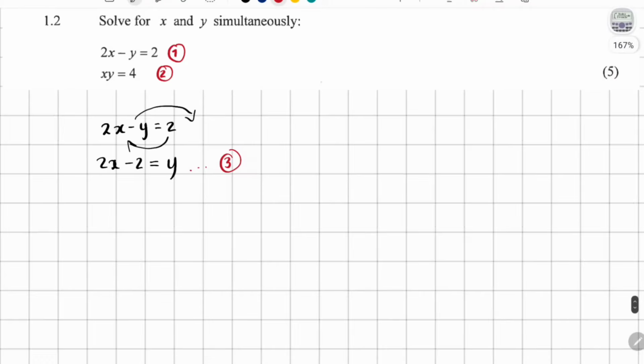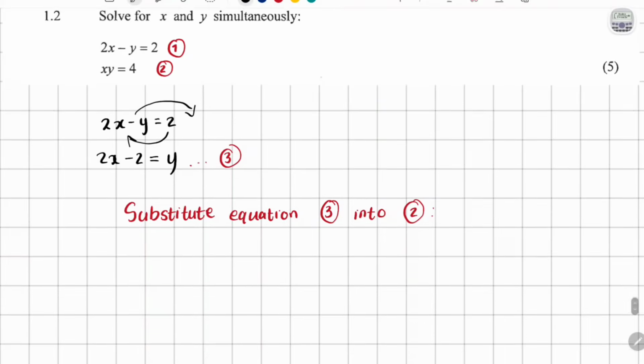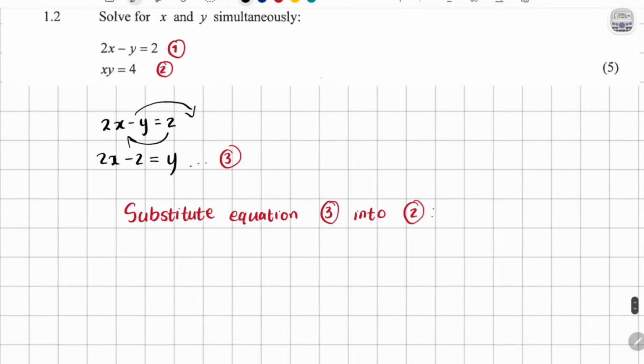Now in order to solve for x, we're going to go ahead and substitute equation 3 into equation 2, the equation that you did not use. So substituting equation 3 into equation 2, you're taking equation 2 and wherever you see y, you're going to replace it with 2x minus 2. So as you can see, we have x and then we have y. So in place of y, put a bracket because it's being multiplied. We put 2x minus 2 is equal to 4.